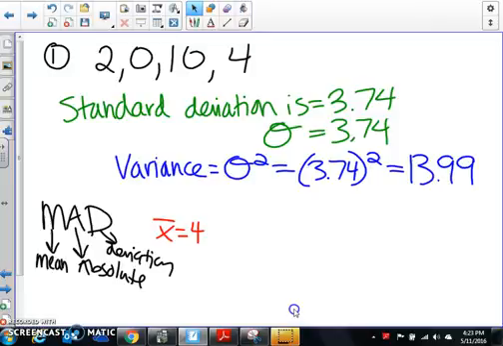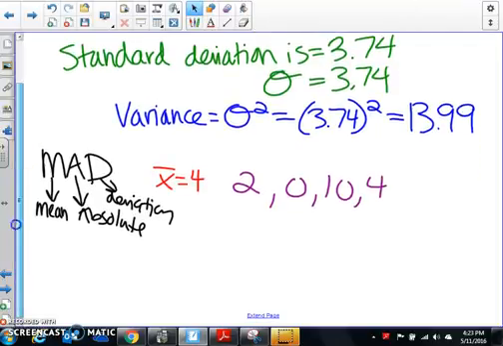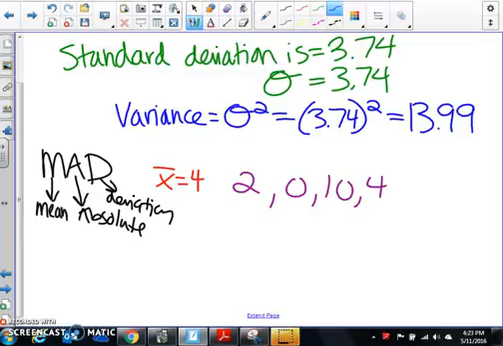So now if we take each element in our list, we now have to find the absolute, which means the absolute difference away. So 4 is 2 away from 2. It's 4 away from 0. It's 6 away from 10. And it's 0 away from 4 because that's its number. Okay, mean, absolute.